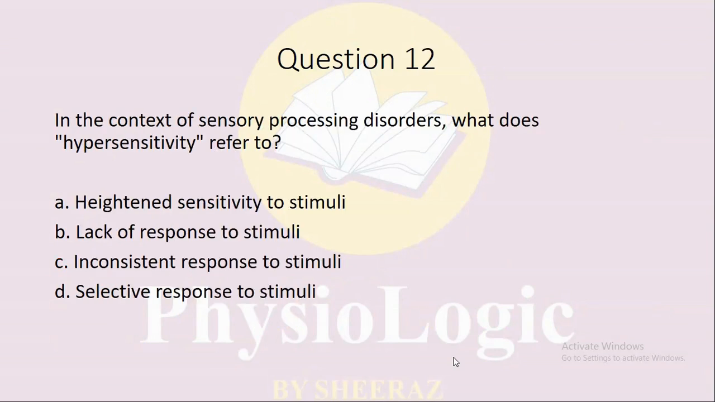Question number 12. In the context of sensory processing disorders, what does hypersensitivity refer to? Option A, heightened sensitivity to stimuli. Option B, lack of response to stimuli. Option C, inconsistent response to stimuli. And option D, selective response to stimuli. And the correct option is option A, heightened sensitivity to stimuli. This is known as hypersensitivity.